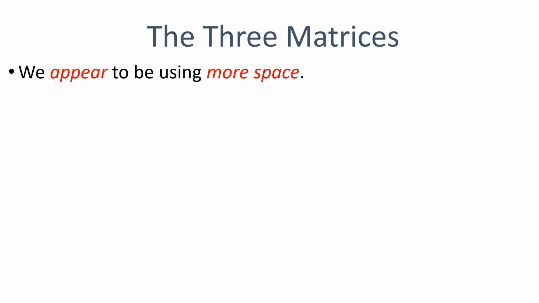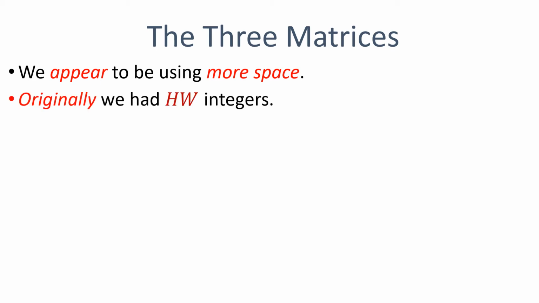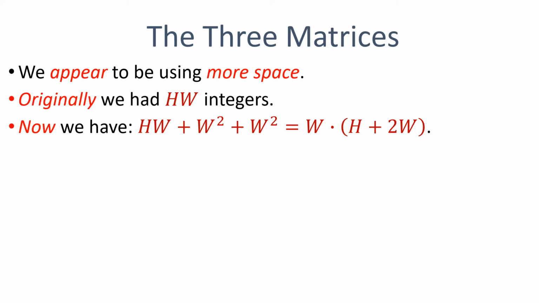So these 3 matrices, first of all, there seems to be an immediate problem with them. We seem to be using more space than we were using with our original matrix, the one we're trying to compress. Originally, we had an image with a certain height and a certain width. And now we are taking up not only that original space, but the result of adding 2 square matrices to that. So we're taking more space.